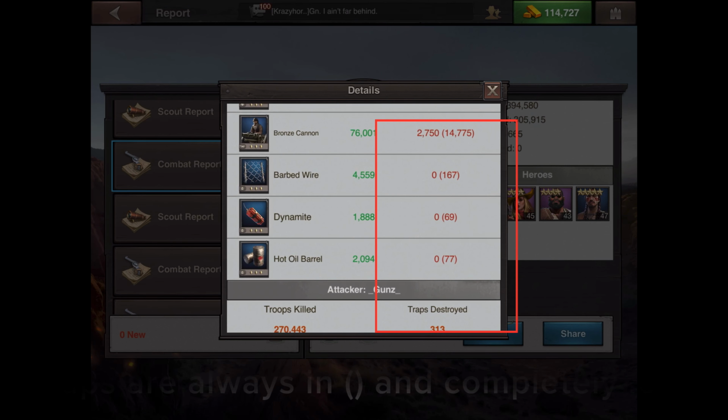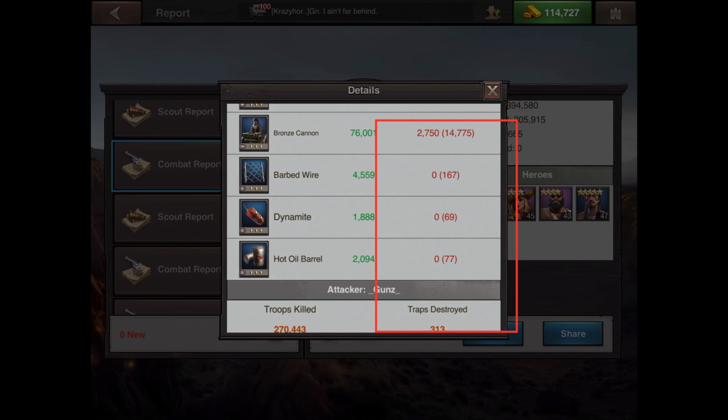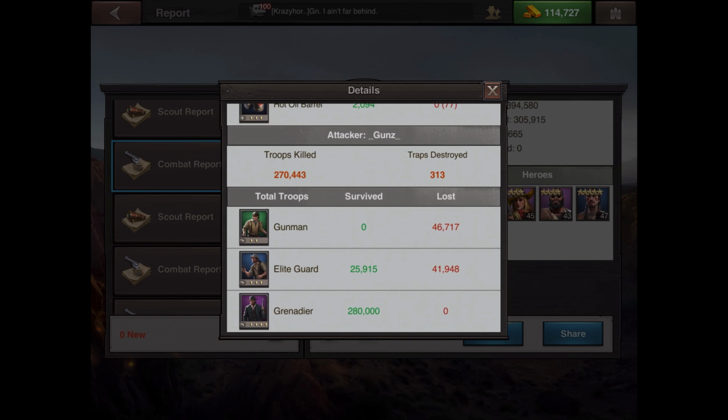Now, when you go down to the traps, you're never going to see anything that is outside parentheses because they are simply lost. So you just have to go in and rebuild those. Now, when it comes to the attacker, it shows what troops they used to hit. He selected exactly what he wanted to use to attack me. So it is what it is.